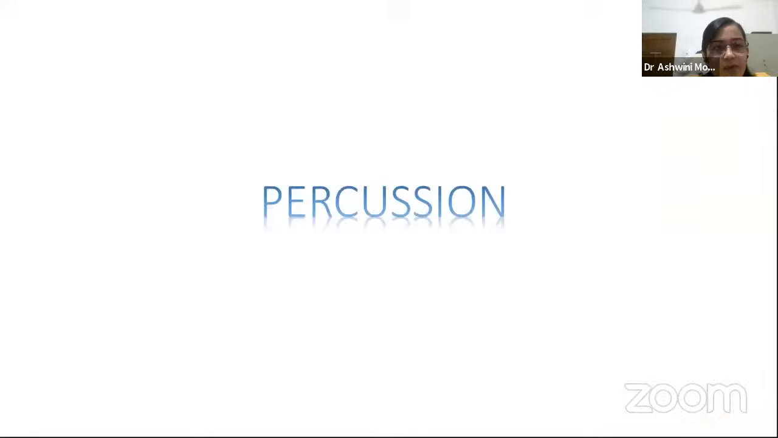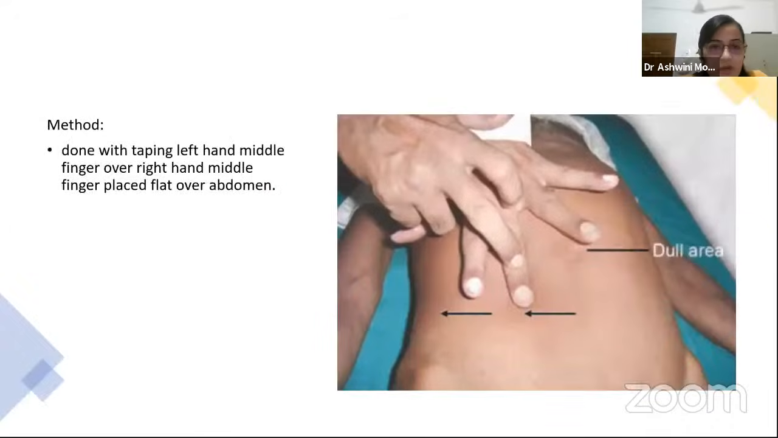So this was about the palpation. So after palpation, we are moving on to the percussion of the abdomen. Percussion is done by tapping the left hand middle finger over the right hand middle finger placed flat over the abdomen. This is the method of percussion. So we have to keep the right hand flat. On the flat middle finger, we use the left middle finger to tap over it, and we can hear different sounds: dull, resonant, tympanic sound.